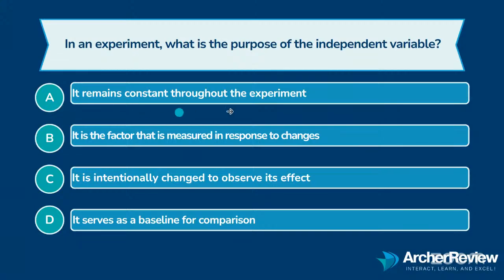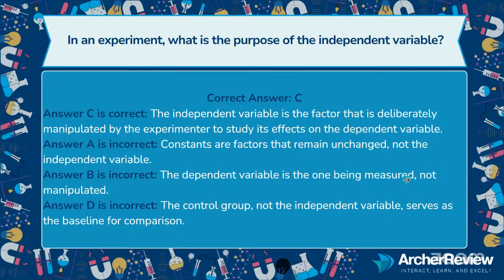A, it remains constant throughout the experiment. No, A is standing for all of the other factors that we group into the category called constants that we want to keep exactly the same so that we can ensure that the independent variable is the only thing responsible for any changes we see.